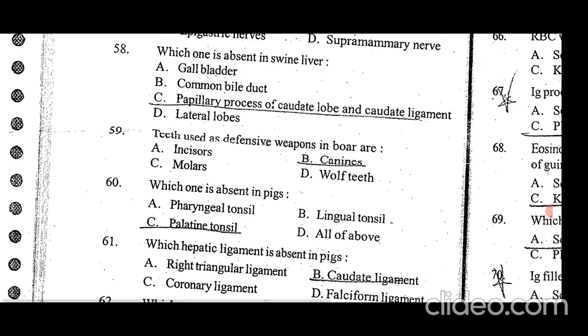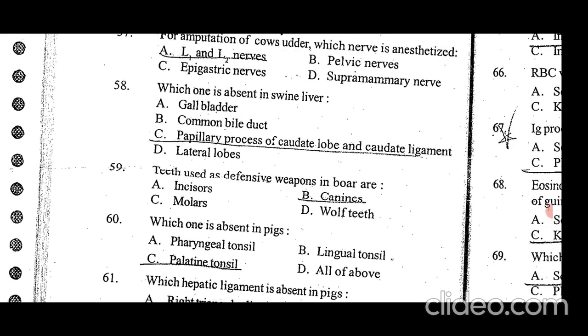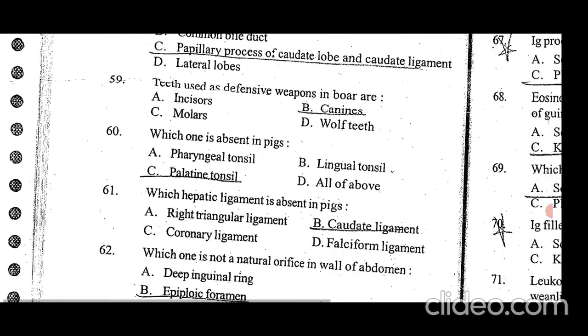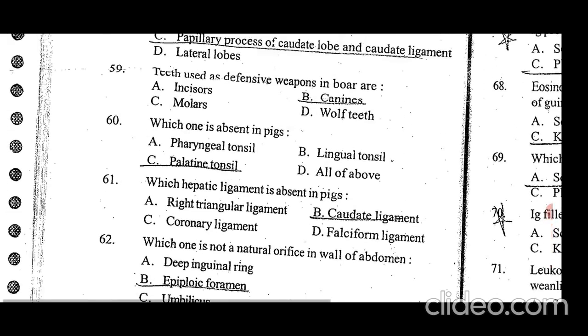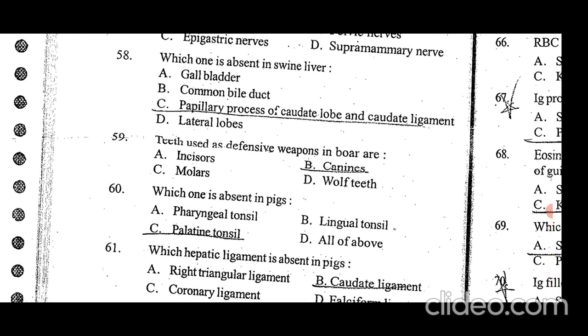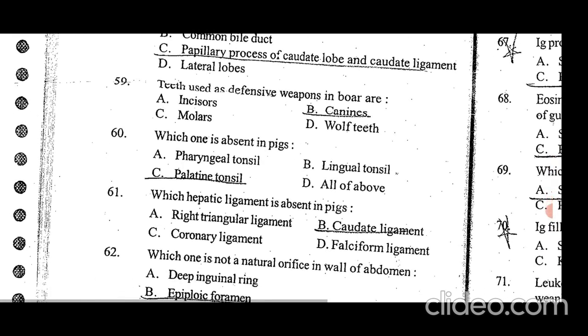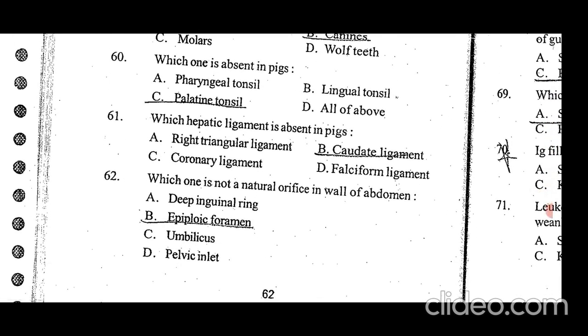And another was the papillary process of caudate lobe and caudate ligament. This question is repeated, saying that the caudate ligament is absent in pigs, and pigs also do not have the papillary process of the caudate lobe along with the caudate ligament in the liver.